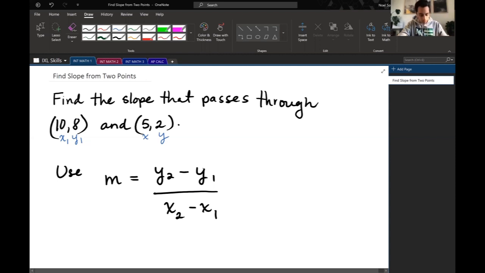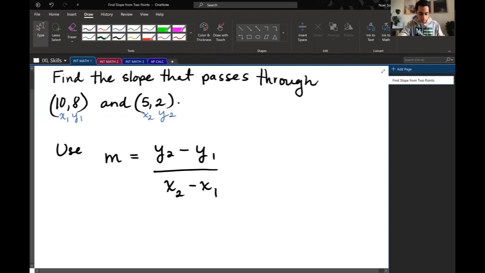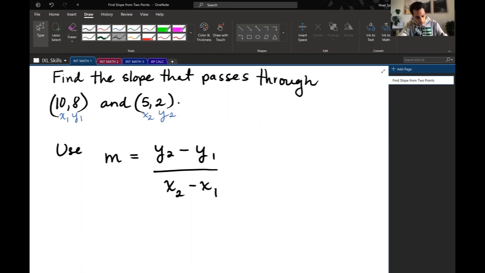We're going to do the same thing with 5, 2. With 5, 2, we have 5 is x2 and 2 is y2. So then we're going to go ahead and just do the substitutions now that we know which value goes with which variable. Okay, so let's begin.